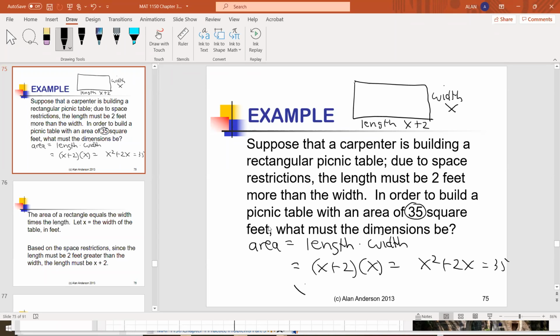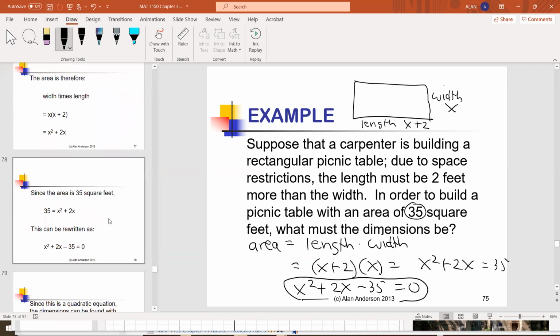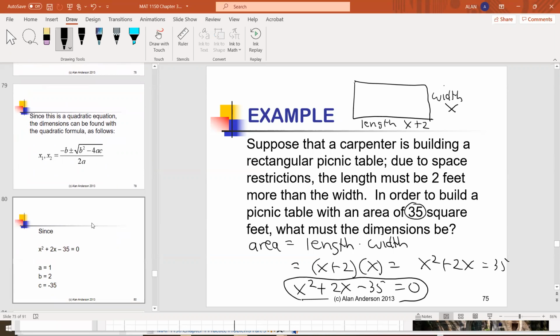So if you make a slight change in this equation by subtracting 35 from both sides, this is your result. This equation will tell us how many feet the length should be and how many feet the width should be. The only issue here is that there's going to be two solutions. So let's see how that works out. So basically what you're being asked to do here is solve this quadratic equation.